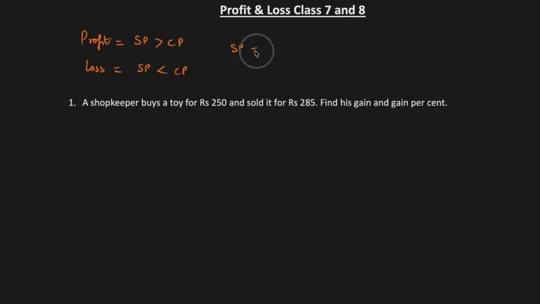So what is SP here? SP is our selling price, the price at which we are selling our things, the amount at which we are selling our products. CP is the cost price at which we are purchasing the things, the price at which we are buying our things, and SP is the price at which we are selling.